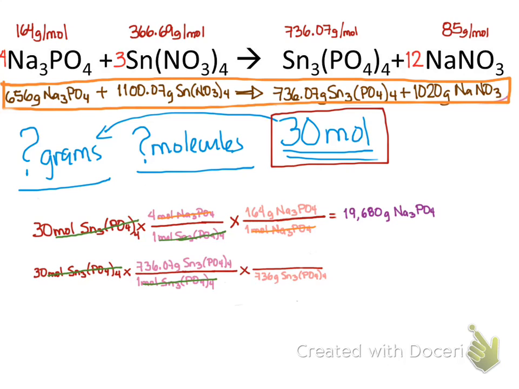And what will I need above? What is the equivalent? Sodium phosphate. How much? 4. No, I am in grams. Well, 164. The 656 grams of sodium phosphate.